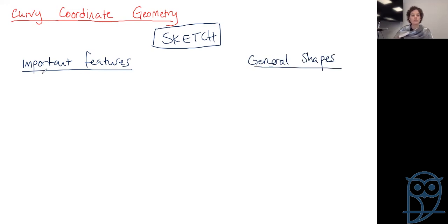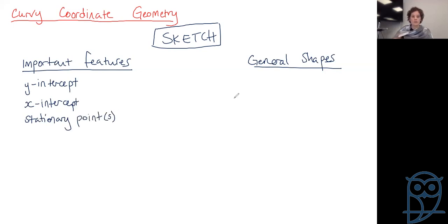So, important features. You should be familiar with these, I'm hoping. Your y-intercept, this is a revision of IG work. Your x-intercept. And then we're going to add your stationary points.